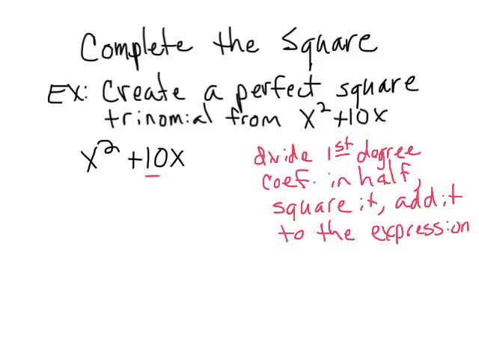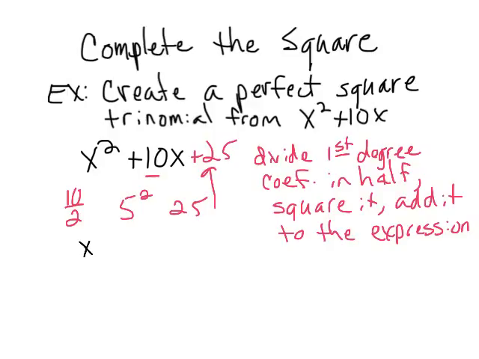In this case, I take a 10. 10 divided by 2 is 5. 5 squared is 25. So that's what I'm going to add back in there. So this is x squared plus 10x plus 25 when I'm done.